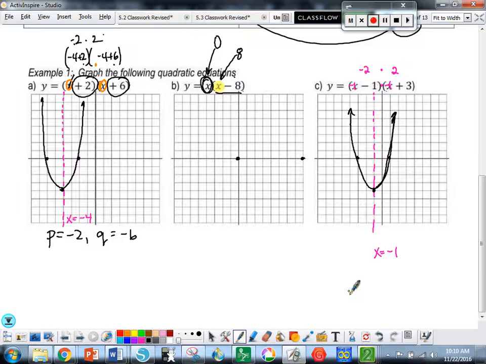All right, once you have 0, 8, what do you do? Find the vertex. In order to find the vertex, we need the middle line, the axis of symmetry, which is what? X equals 4. What do we do with that x equals 4?